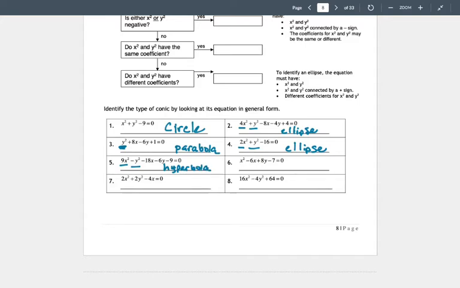On number 6, we just have an x squared, there's no y squared, so that's a parabola. On number 7, we have both an x squared and a y squared. They have the same numbers in front, so that's a circle. And then on number 8, we have both an x squared and a y squared, different signs, and so that's a hyperbola. Okay, let's use that to help us.